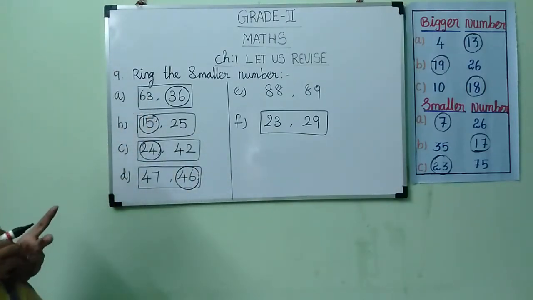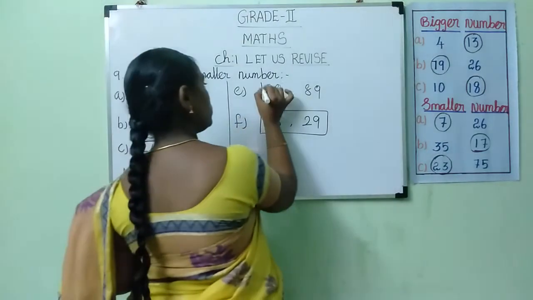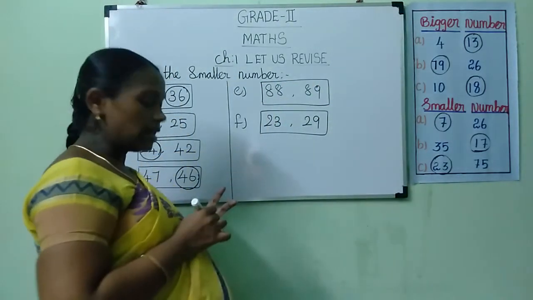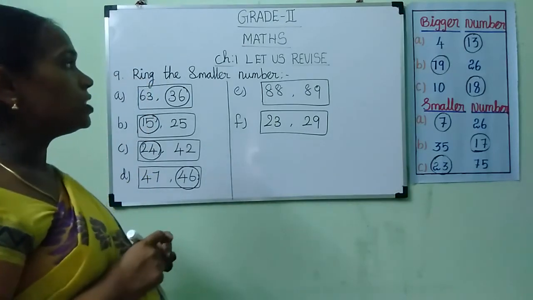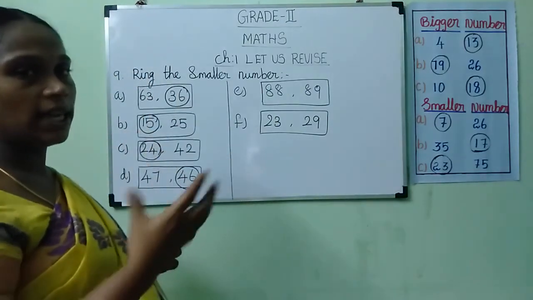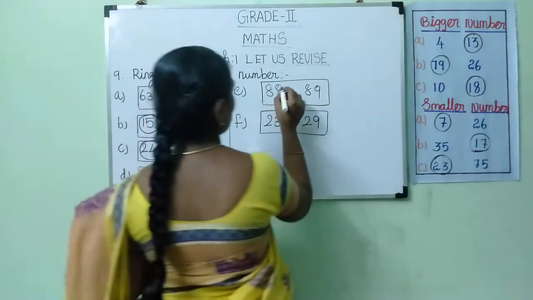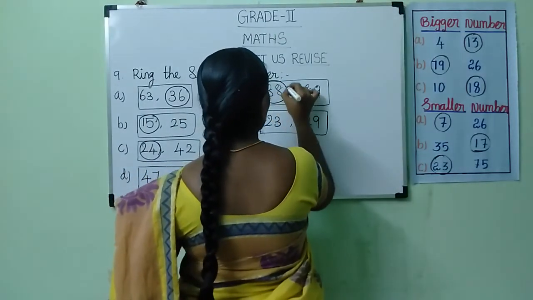Are you clear children? The next sum, 88 and 89. Which number is a smaller number? 88 or 89? Yes, 88 is a smaller number. So you should put the circle.